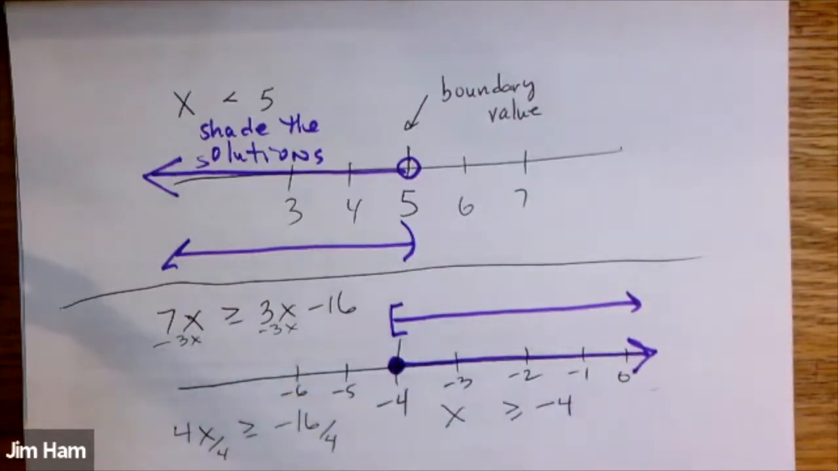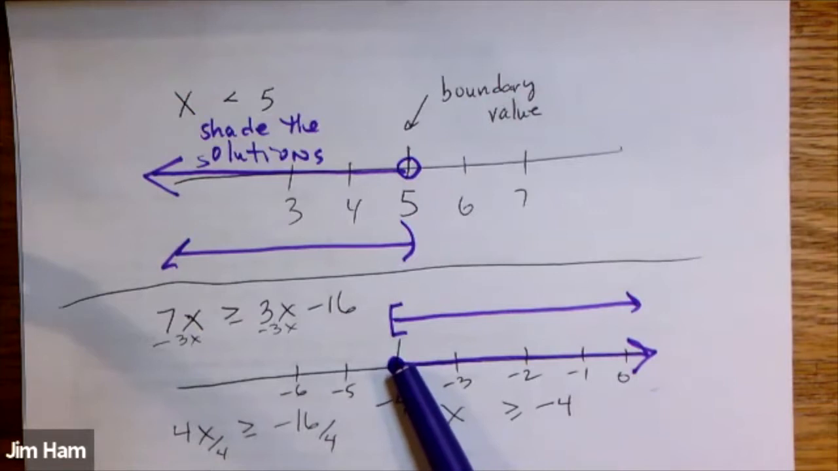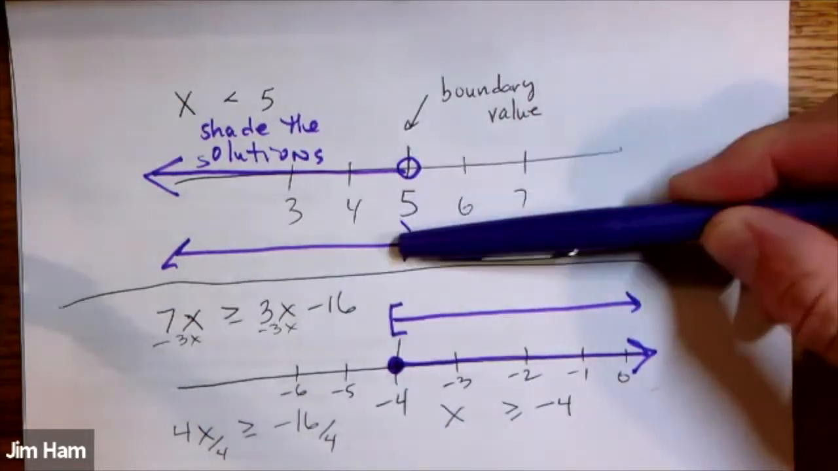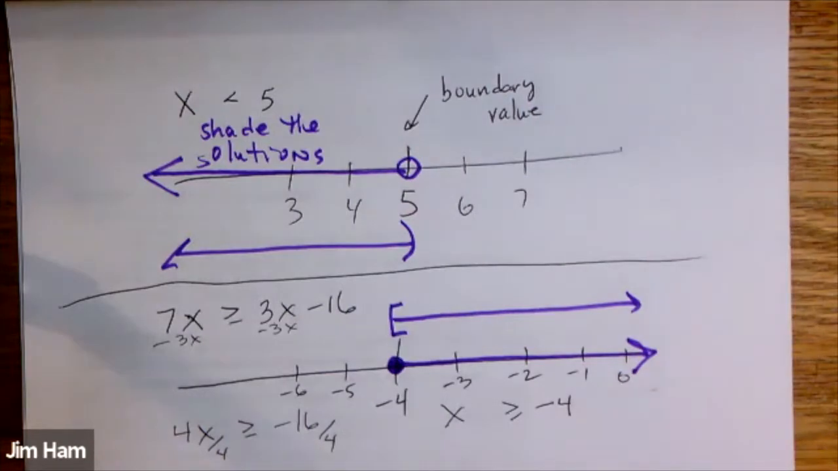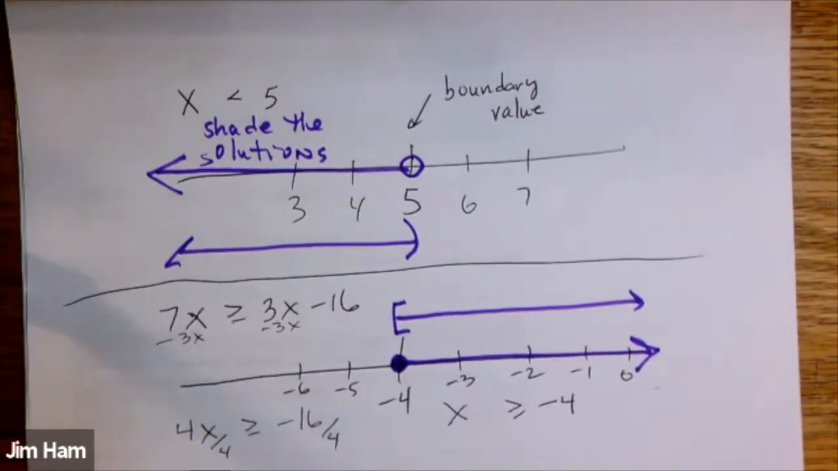Looks like that. Okay, so what we can take from this is a couple of things. We need some kind of marker to identify the boundary. It's either a dot or square bracket if we include the -4, or an open circle or open parenthesis if we exclude the 5. The other thing is that we're always going to shade the solutions. So this is a 1-dimensional graph when we have just a single variable.